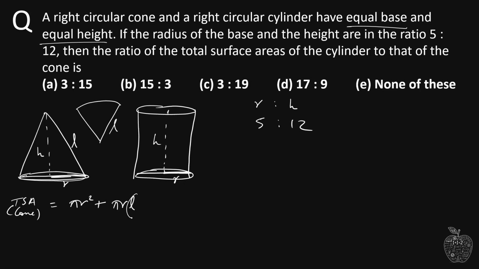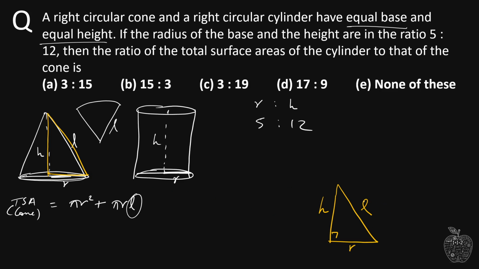Now what is this L? We don't need too many variables because it will make our example complicated. So we need to find out what this L is. What we'll do is take this right angle over here. I'll draw it separately here. So this is the right angle. This is the L, this is h, and this is r.